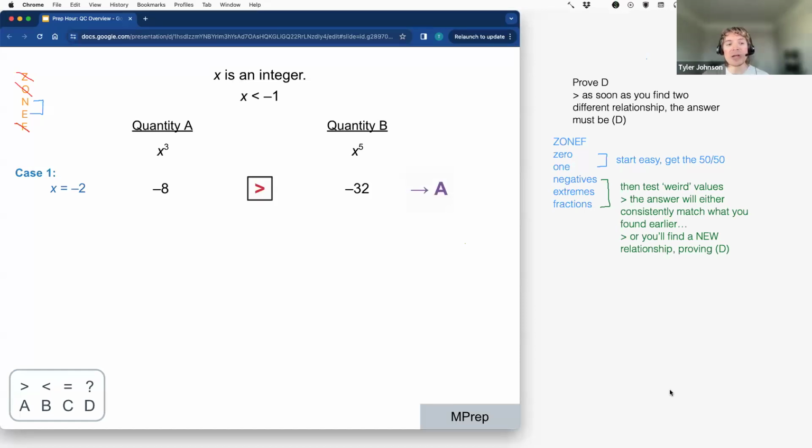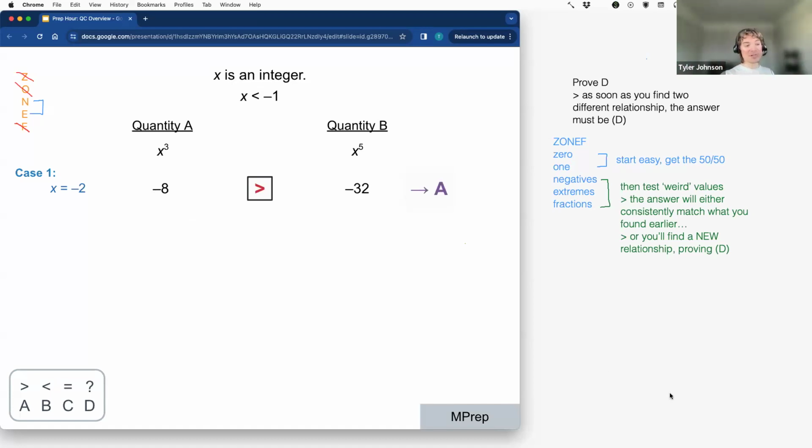And I encourage you, think about the number line whenever you can when it comes to quantitative comparisons, because it's really easy to jumble up magnitude versus being bigger, right? -32, that's bigger magnitude. But whatever value is further right on the number line, that's always what the answer is going to be. So -8 is further right. There's a case where quantity A is bigger.